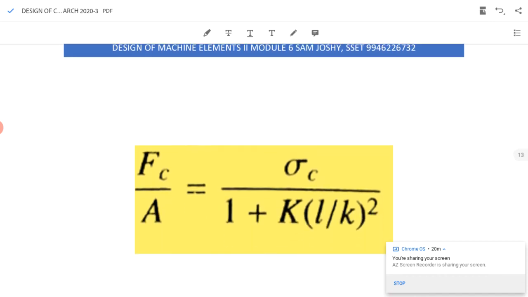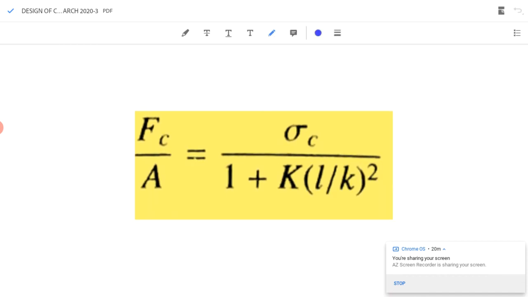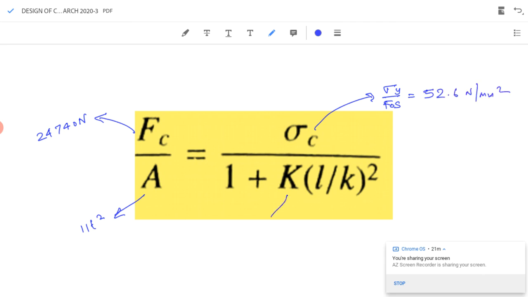So, if you have all these values, we will substitute each value. Area equal to 11 T square, the cross-sectional area. Fc was the crippling load, or the force on the connecting rod, 24,740 Newton. Sigma C is the material design stress, 316 by 6, sigma y by factor of safety, which we have found from the table. I can write this value as 52.6 Newton per mm square. K I will assume as 4 by 25,000, assuming pin ends.